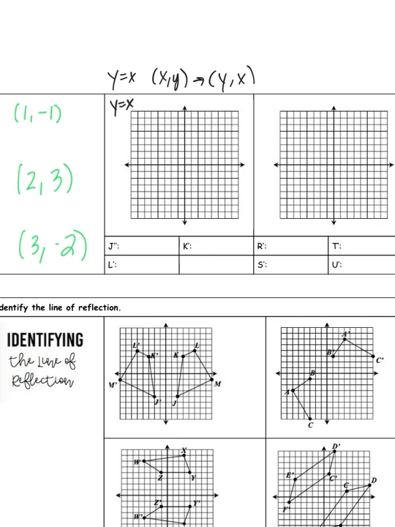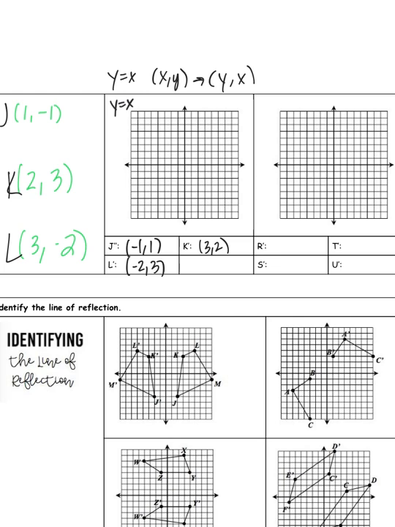So J was 1, negative 1, so we do negative 1, 1. And then K would be 3, 2. And then L would be negative 2, 3. So I just switched them around. Okay, so let's graph our original one.